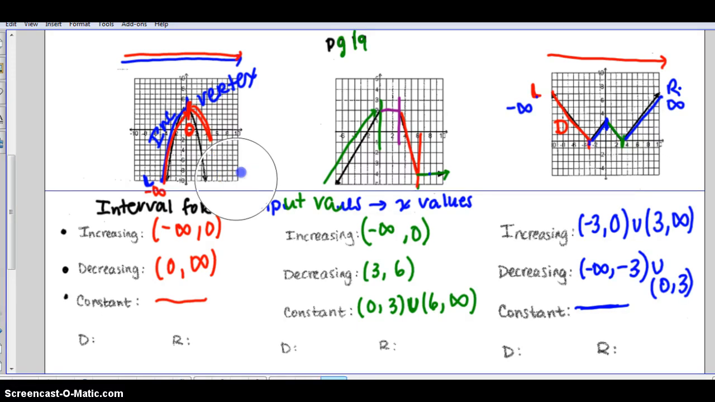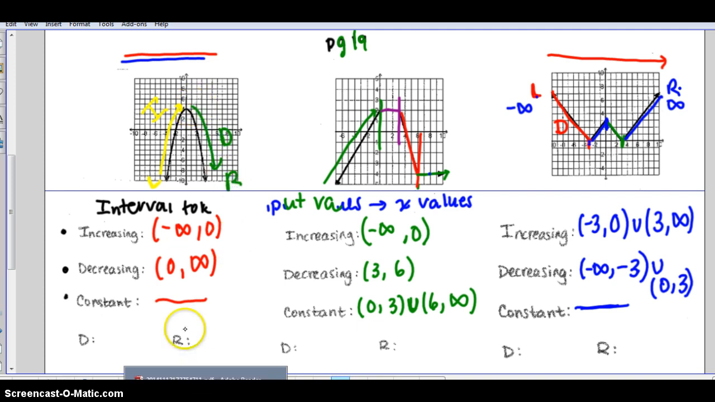So one more time. We're going to follow the graph, read it from left to right. This is left, so we're increasing, call that I. And then we're decreasing, and that's the right side forever. So left forever is negative infinity, right forever is positive infinity. So it's increasing from negative infinity to 0, where it splits apart there, and then it's decreasing from 0 to infinity.